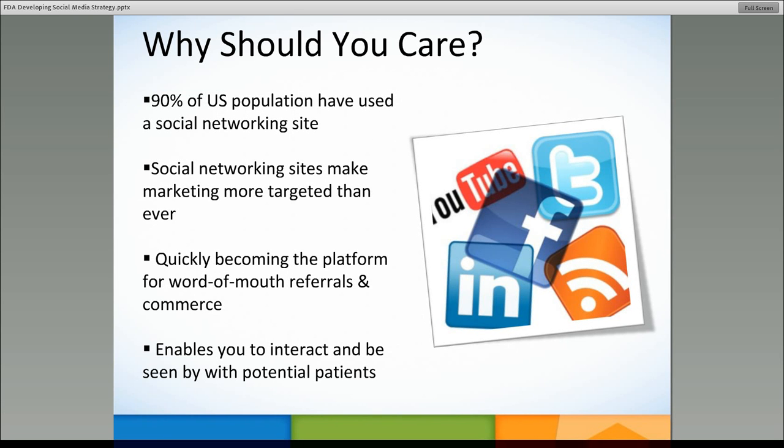Social networking sites make marketing more targeted than ever. So you can target those specific criteria that you want, those specific patient bases that you want. It's quickly becoming the platform for word of mouth referrals and e-commerce. Going back to what we just said, it's where people are going to spread the information for your practice and spread the name. And then it enables you to interact and be seen by potential patients. So just because somebody is referred to you and your patients talk about your office to their friends and family on Facebook, it's a great way for them to go and check out your office and really get to know your practice and for you to connect with these potential patients.